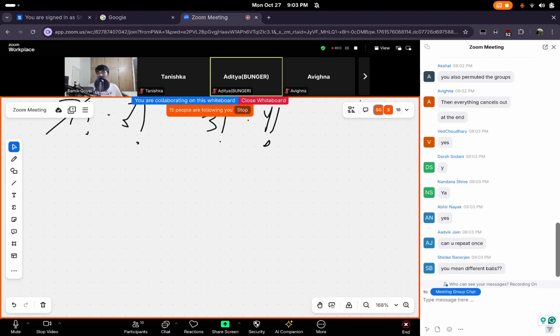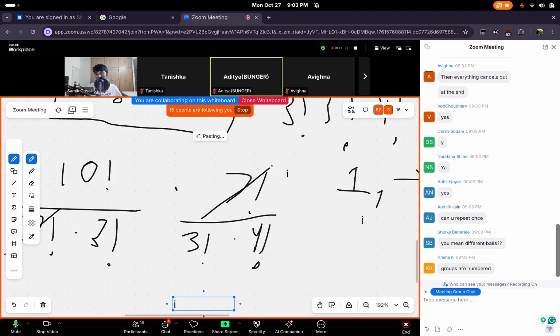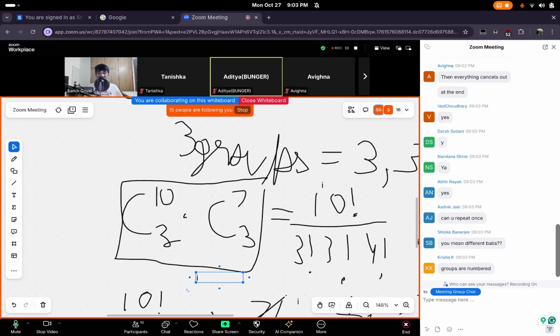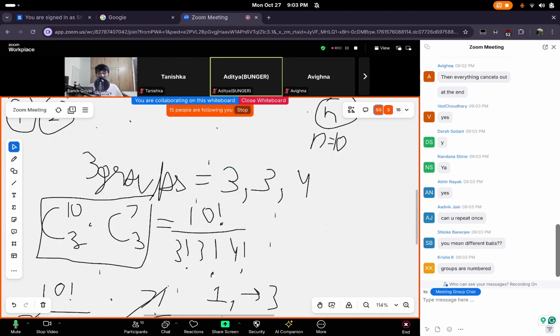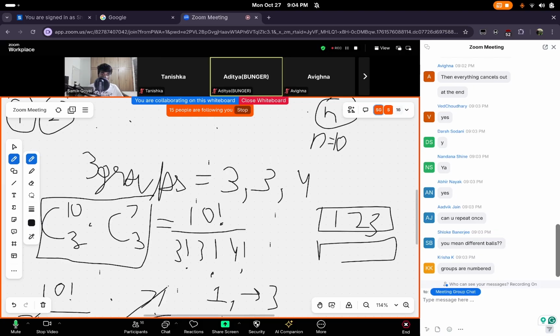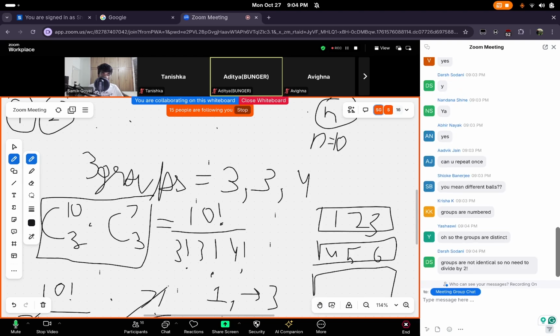Different balls. No, okay. So people are basically saying same. I'll go back to this question. I said that I am assigning it to 3 groups, and the size of the first 2 groups is 3 and 3. So what people are basically saying is, what if you had 1, 2, 3 in one group and 4, 5, 6 in the second group and 7, 8, 9 and 10 in the third group?